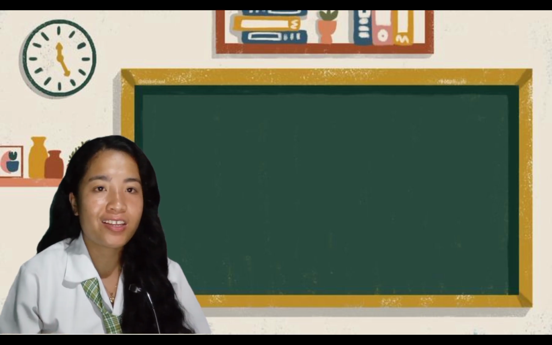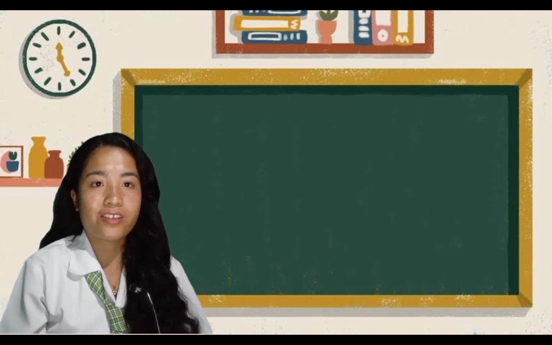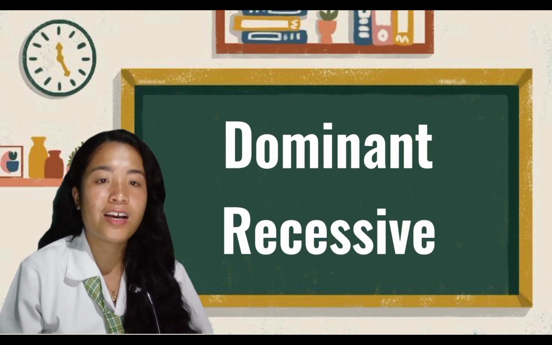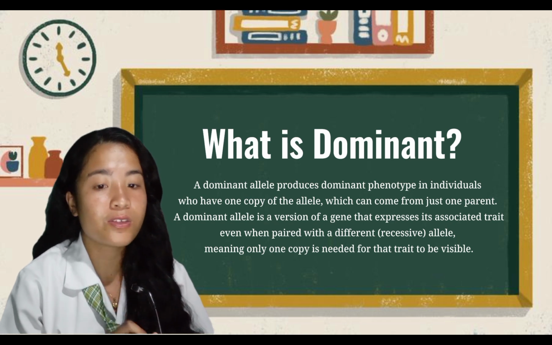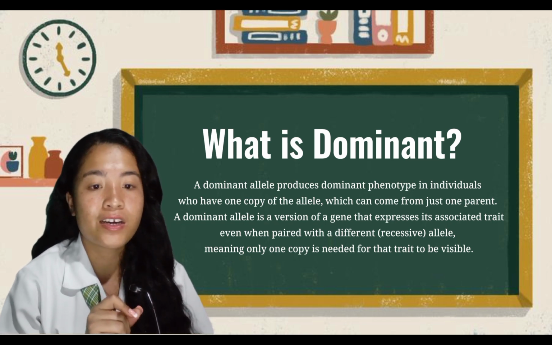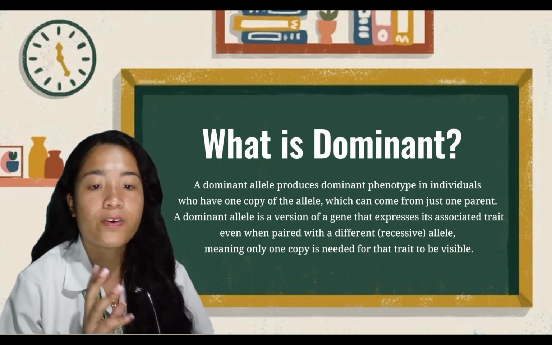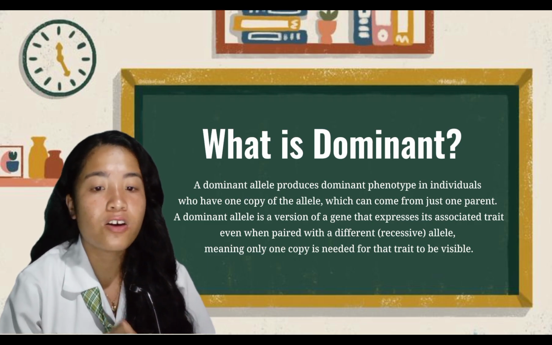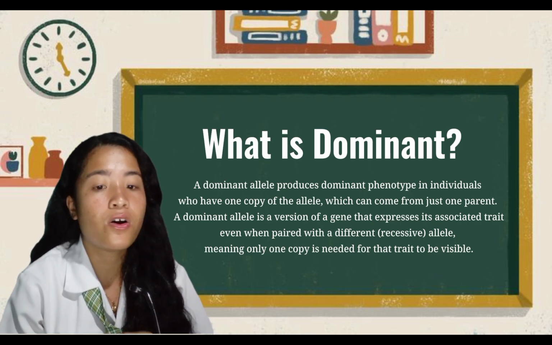So thank you, Ms. Jenny, for sharing that picture to help our students understand what is dominant and what is recessive. So let's discuss what is dominant. A dominant allele produces a dominant phenotype in individuals who have one copy of the allele, which can come from just one parent. A dominant allele is a version of a gene that expresses its associated trait even when paired with a different allele, meaning only one copy is needed for that trait to be visible.